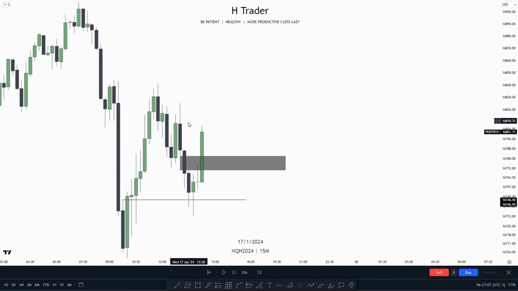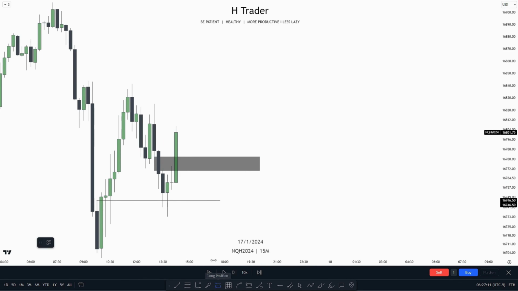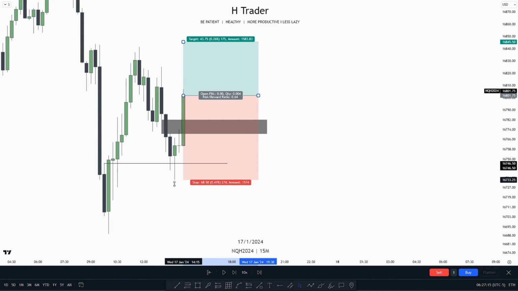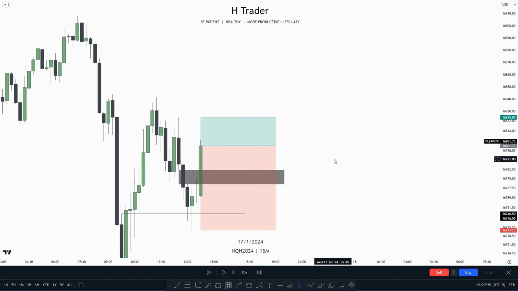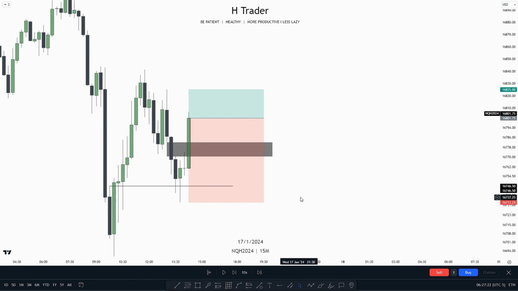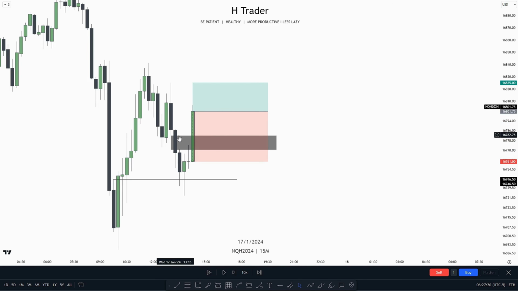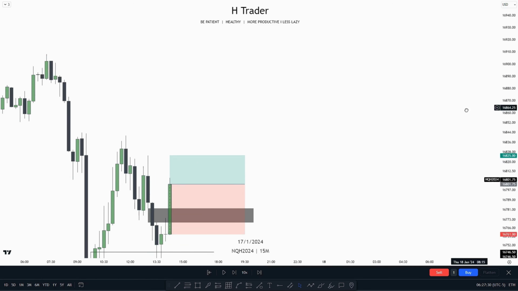Right here, price makes a close above the failure gap, creating an inversion failure gap. If we were to take a trade entry at the close, we would put our stop loss at the low and then target the internal range liquidity. But that would only make a 0.3 risk reward ratio. In that case, we could move our stop loss up a bit, as the inversion failure gap is not that big. But that will still only make a 0.5 risk reward ratio.